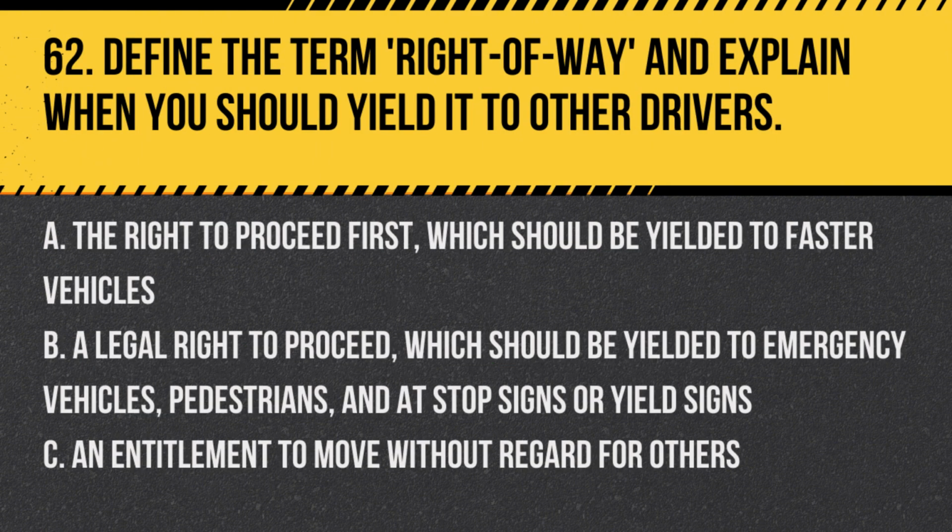Question 62. Define the term right-of-way and explain when you should yield it to other drivers. A. The right to proceed first, which should be yielded to faster vehicles. B. A legal right to proceed, which should be yielded to emergency vehicles, pedestrians, and at stop signs or yield signs. C. An entitlement to move without regard for others.